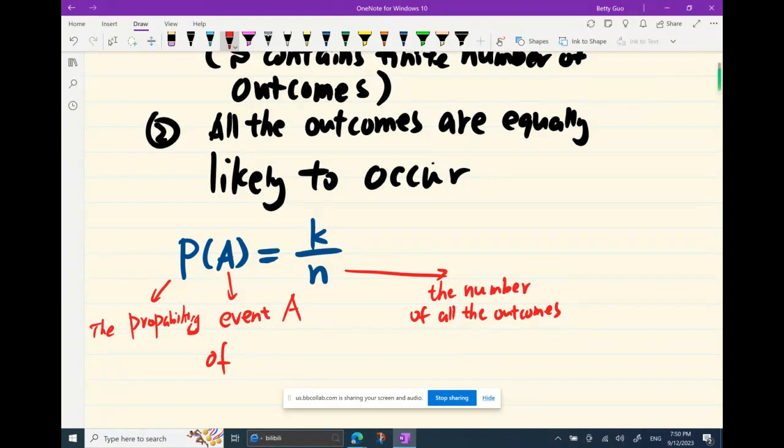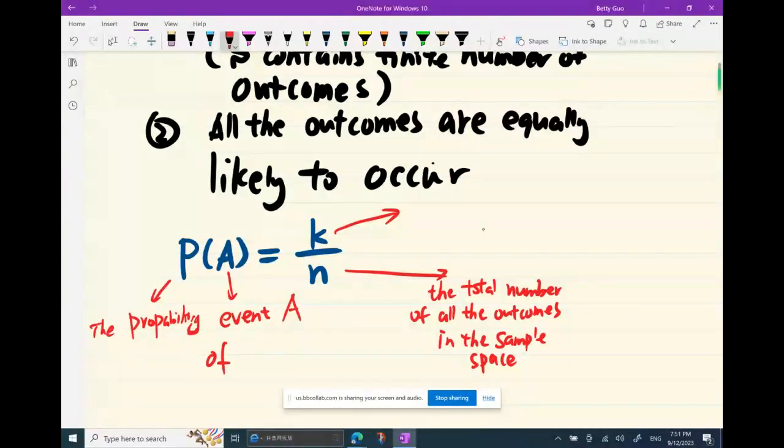Let me see if it's clear. So n is a number. n is the total number of all the outcomes in the sample space. What is a sample space? A sample space is the set containing all the outcomes. An outcome is a result that cannot be broken down even further. So that's the denominator. And what about the numerator?